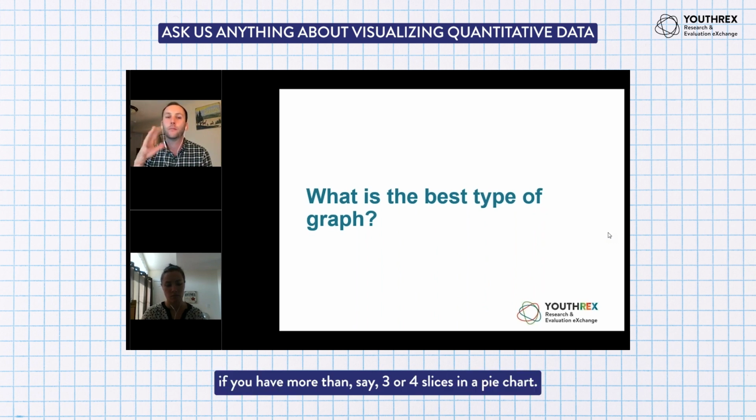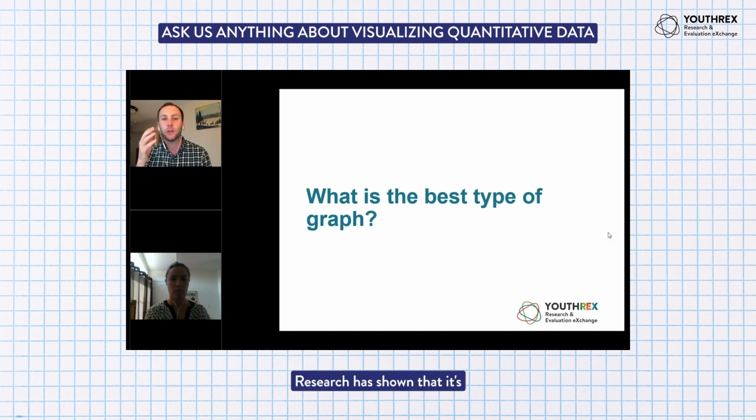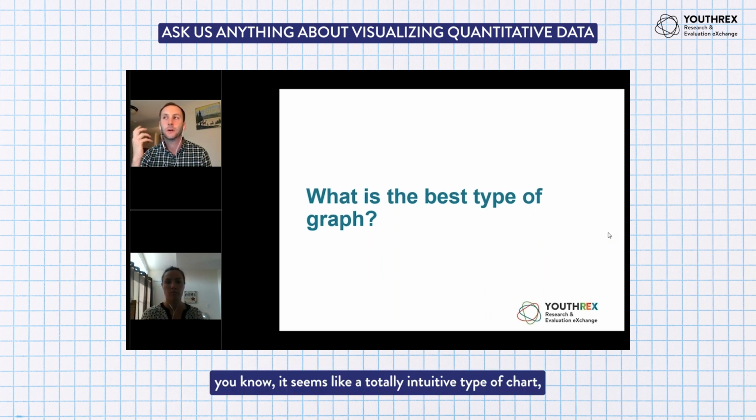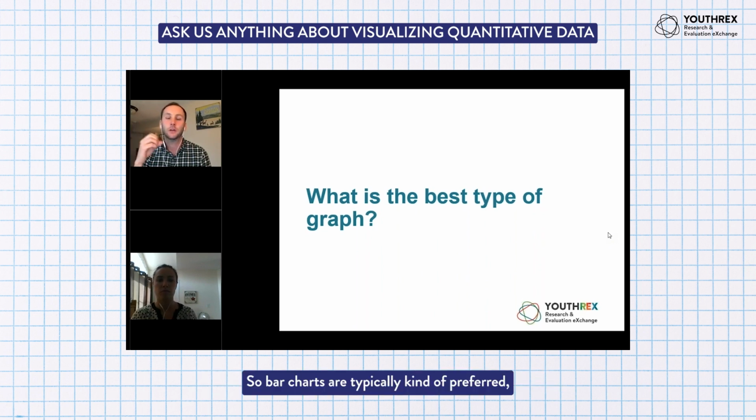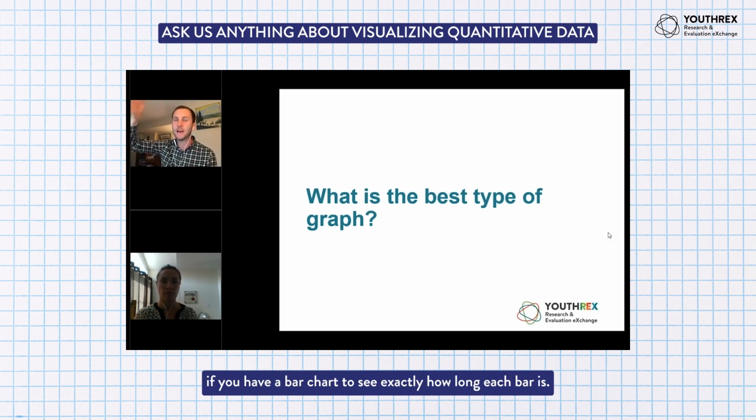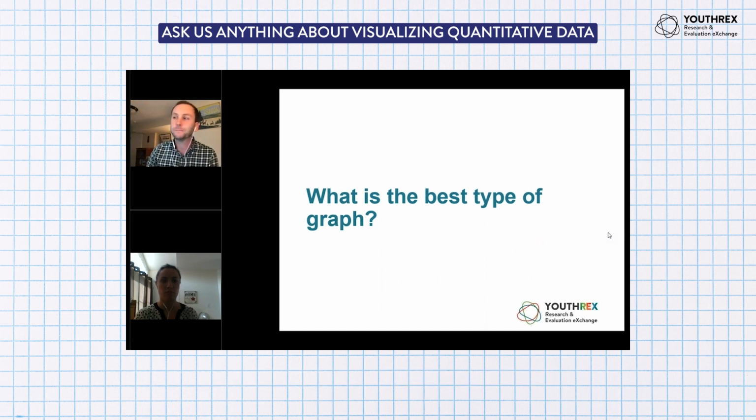Specifically, if you have more than, say, 3 or 4 slices in a pie chart, research has shown that it's actually incredibly difficult for people to be able to accurately see which slices are larger. It seems like a totally intuitive type of chart, but in fact, when you do research on it, you see that people misinterpret the data. So bar charts are typically preferred to pie charts in that case, because it's really easy to see exactly how long each bar is.